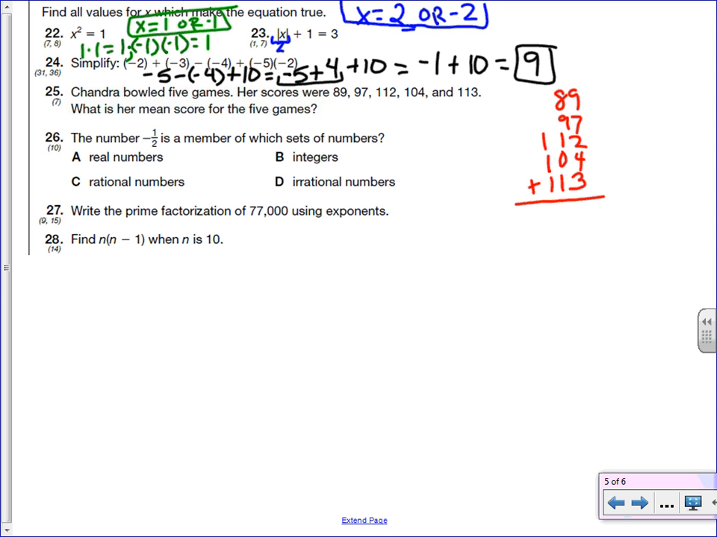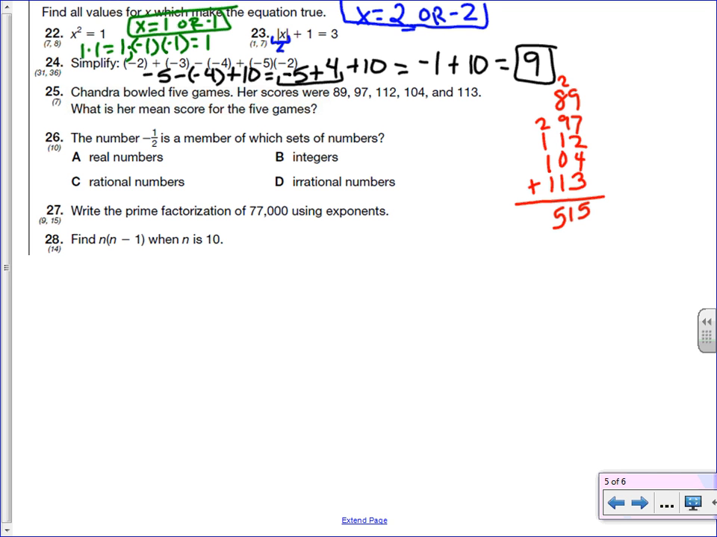So 9 and 7 is 16, plus 2 is 18, plus 4 is 22, plus 3 is 25. 2 plus 8 is 10, plus 9 is 19, plus 1 is 20, plus 0 is 20, plus 1 is 21. 2 plus 1 is 3, plus 1 is 4, plus 1 is 5. So the total points that she scored was 515, and she played 5 games.